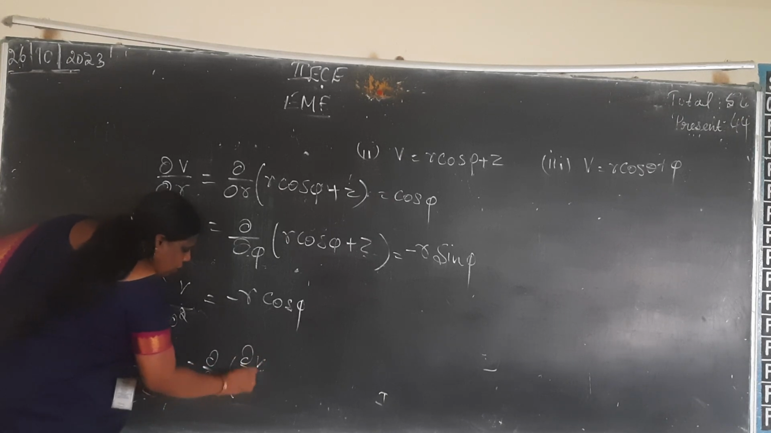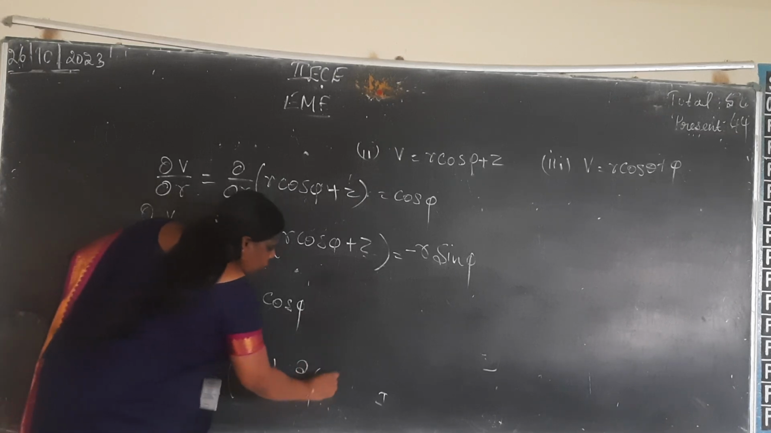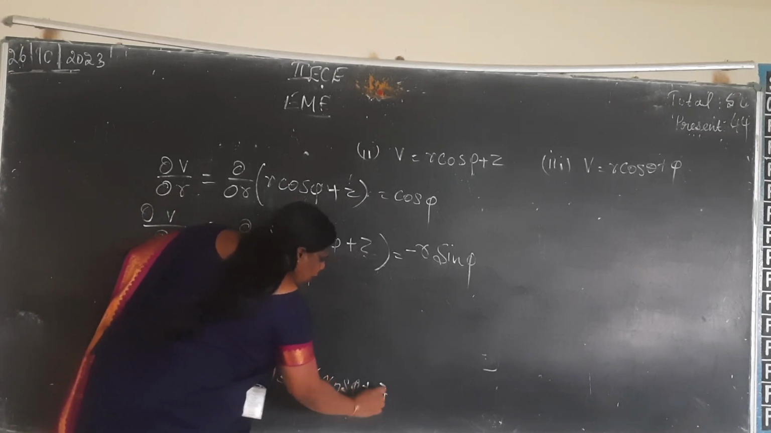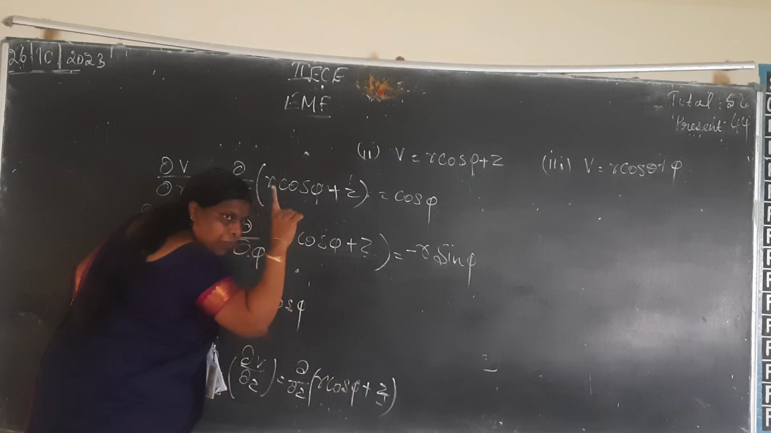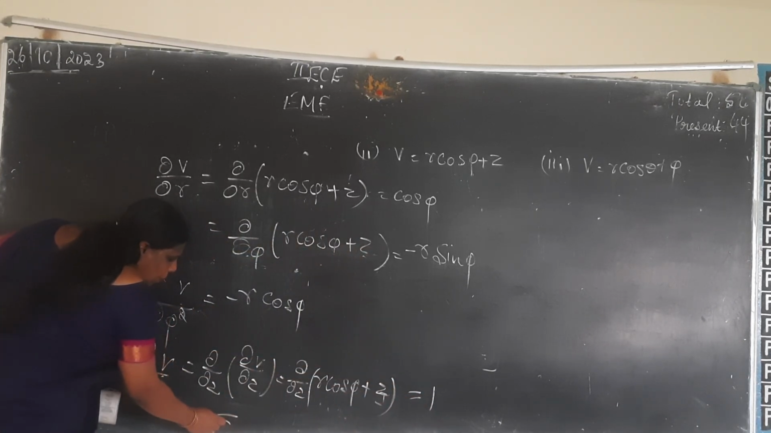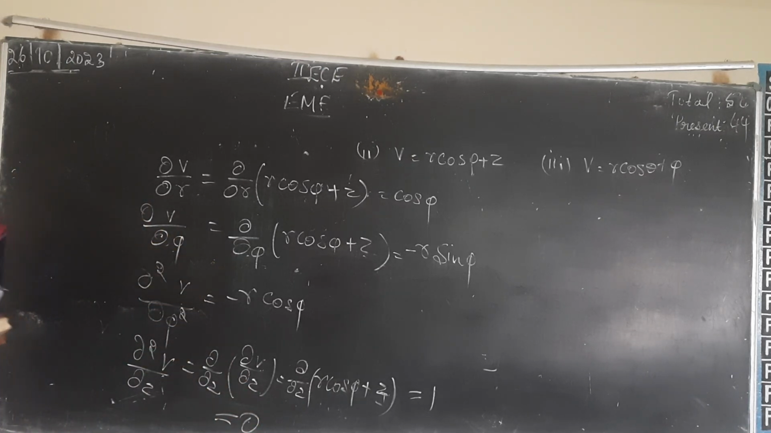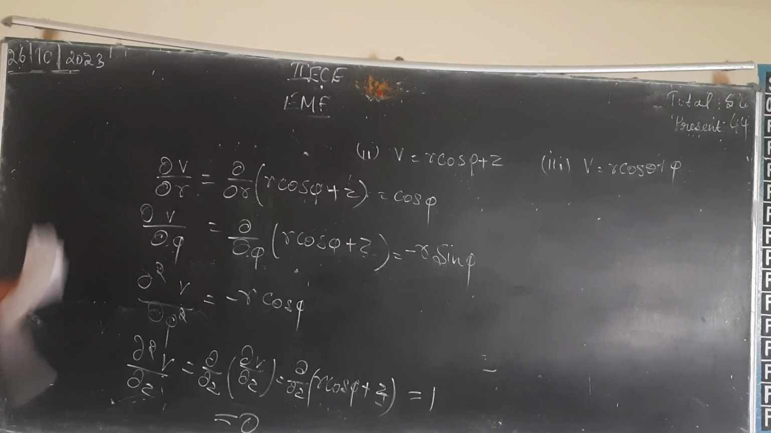Dou V by dou is it, that is equal to dou by dou is it of R cos phi plus Z. What is this term? 1, right? It is equal to 1. The next step will become 0, because if you differentiate a constant it becomes 0. Constant, if you differentiate again it becomes 0. The final answer will be 0. Clear? Now we'll go with the main equation and substitute.